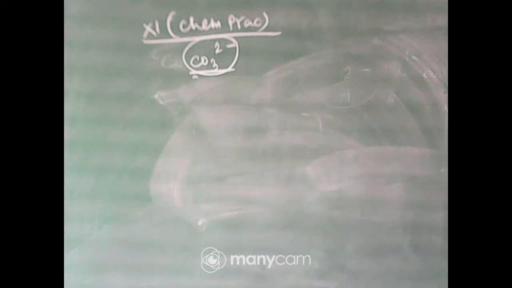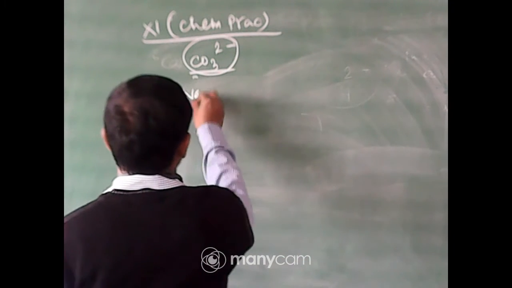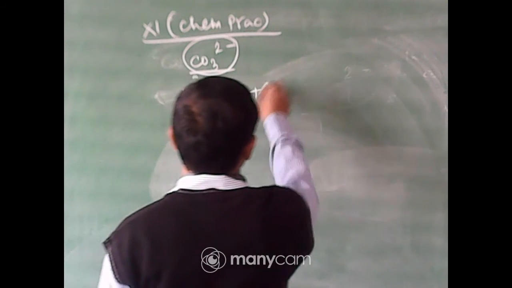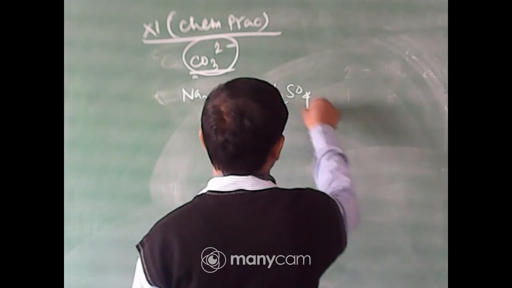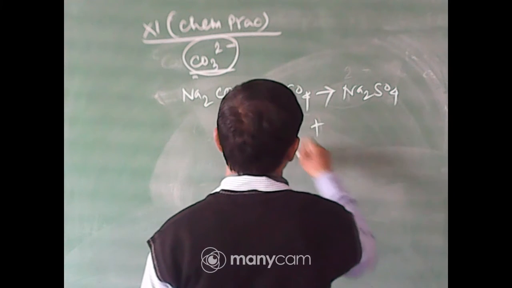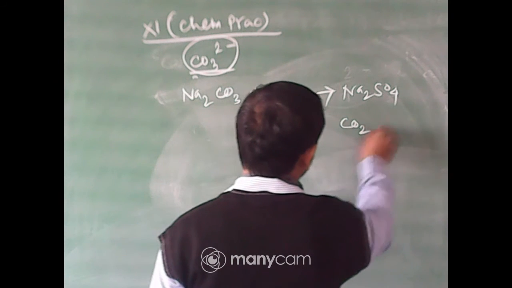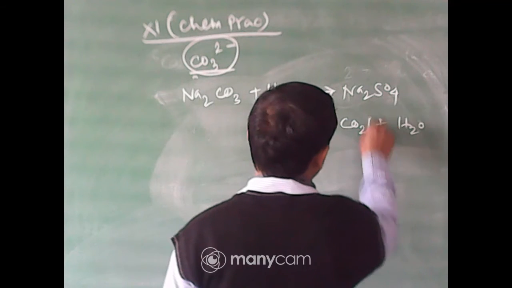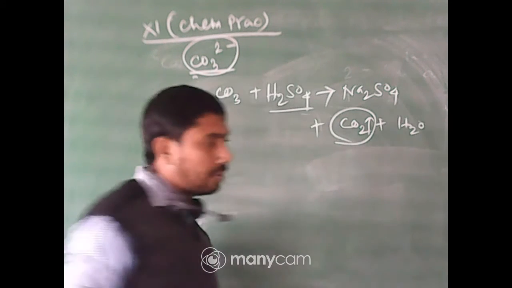Now this is the simple reaction: CaCO3, we have taken here Na2CO3. So Na2CO3 plus dilute H2SO4 gives Na2SO4, sodium sulfate, plus CO2 plus H2O. This CO2 is coming out in the form of effervescence.